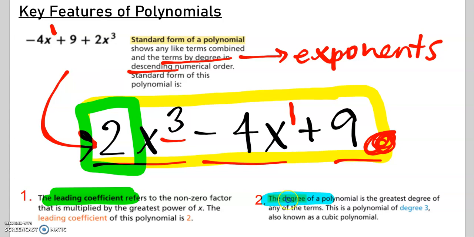And what about the degree of the polynomial? It's the greatest degree, the greatest exponent. So this is 3. Okay, again, that's going to tell us a lot about the graph. Those 2 are really important key features of polynomials. Okay, we want to be able to identify those.